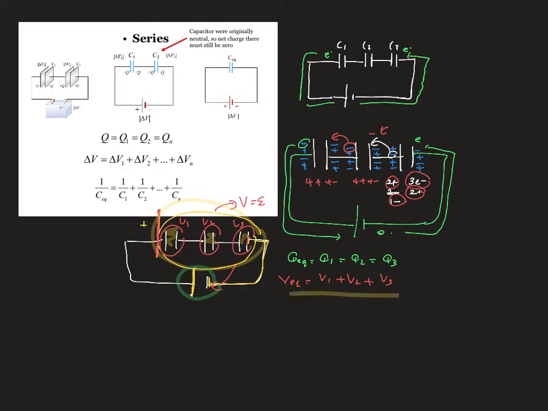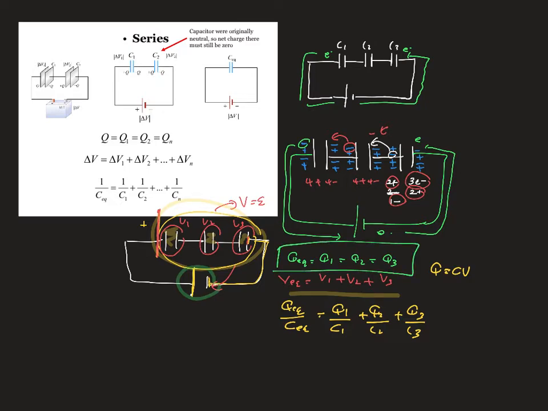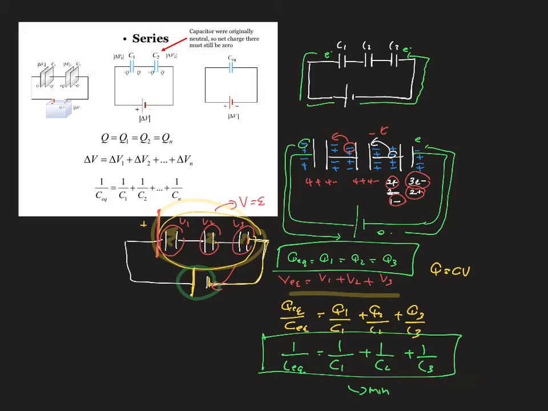Because from this formula, we know that Q equals CV, so what we are going to get here is Q equivalent over C equivalent, which is Q1 over C1 plus Q2 over C2 plus Q3 over C3. And I mentioned before, the charge will be the same for each capacitor. Therefore, the formula for the capacitor will be 1 over C equivalent equals 1 over C1 plus 1 over C2 plus 1 over C3. And that's the reason why we can call this the minimum combination of capacitance.